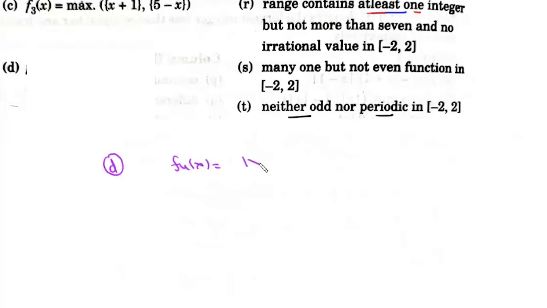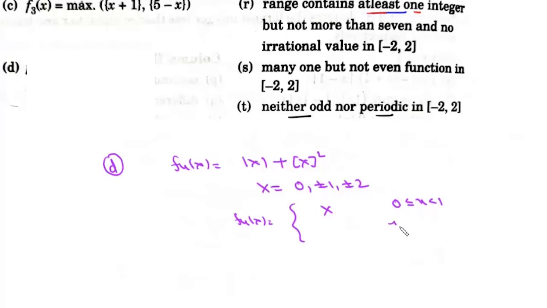f(x) is mod x plus greatest integer function of x square. Now, clearly it is discontinuous at 0, plus minus 1, plus minus 2, and f(x) will be x when x lies between 0 and 1, and when x lies between minus 1 and 0, and between 1 and 2, the greatest integer function of x square will be 1.